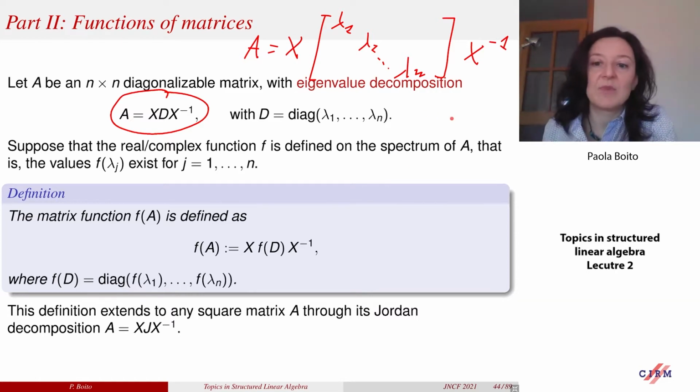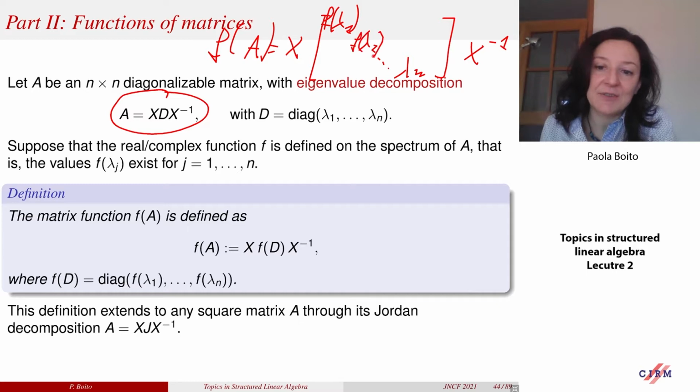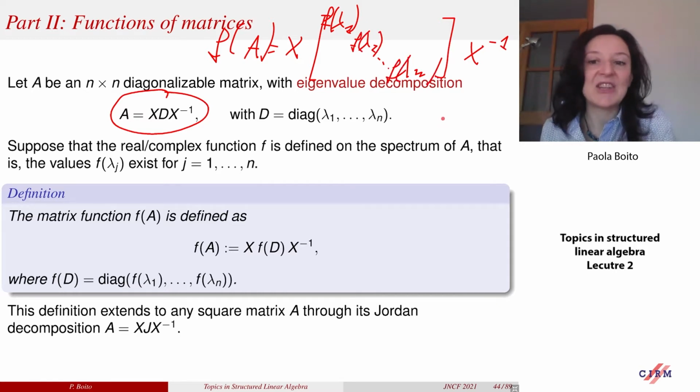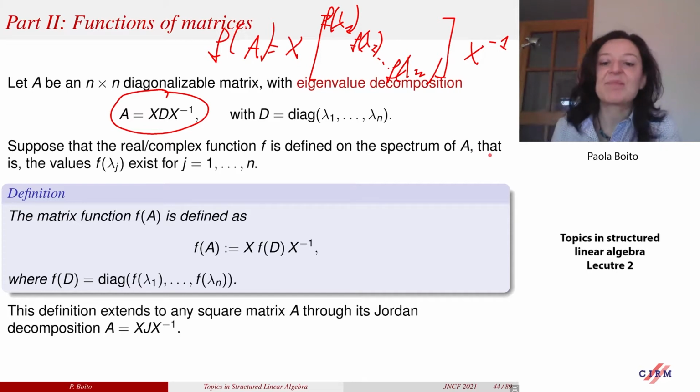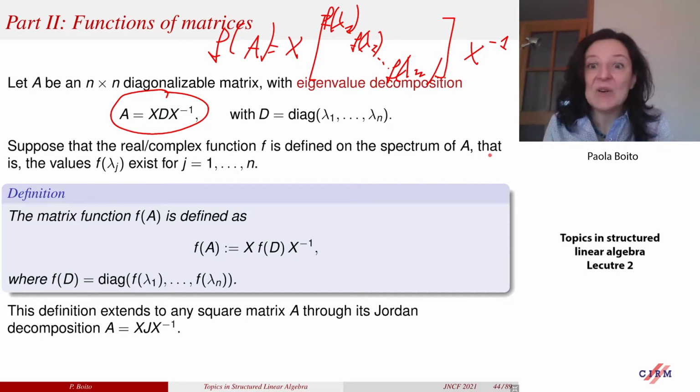of A. So here we just ask that f of lambda j is well defined for every lambda j. In this case, the function of A, f of A, is defined as X times f of the diagonal matrix, which means the diagonal matrix that has the functions of the eigenvalues as diagonal entries, times X minus 1. Basically, I look at my matrix, at my linear application, in the basis where it's diagonal, and there I apply the function separately in each direction to each eigenvalue. And I go back to my first reference system.